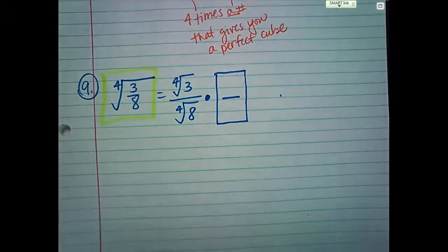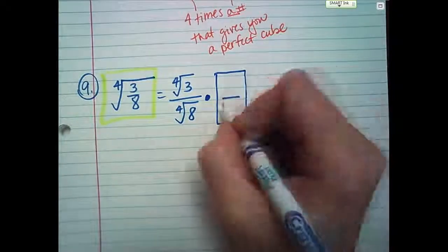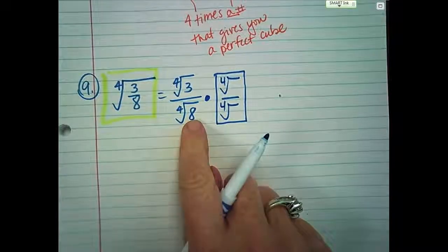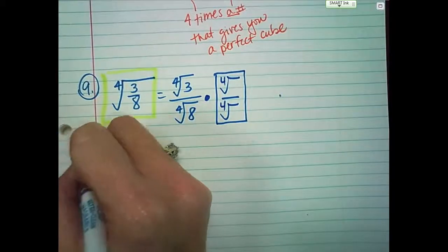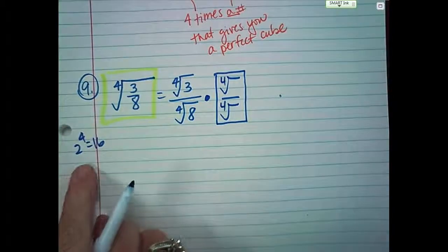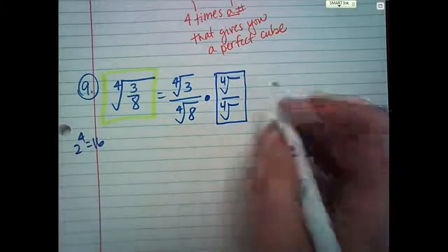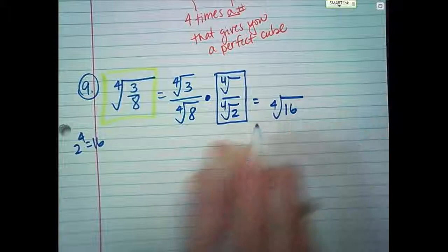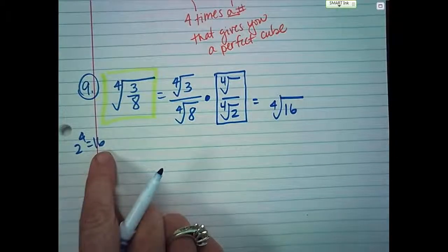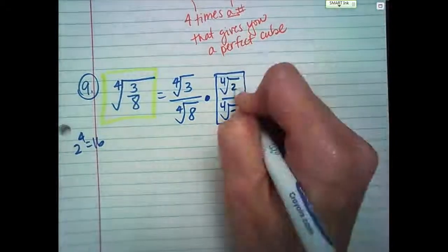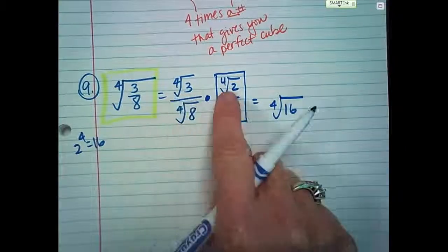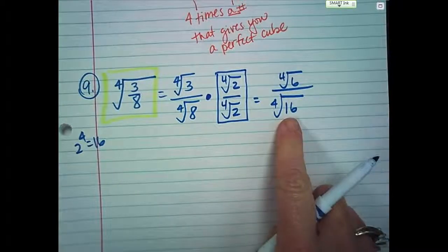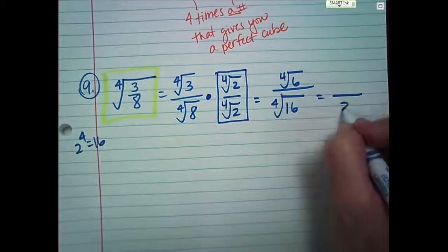What number am I trying to get up there? I know I'm going to multiply these. I'm trying to get 16, right? So the 4th root of 8, because I know that 2 to the 4th power is 16. So the 4th root of 8 times the 4th root of 2 gives me the 4th root of 16. And then I can find it. Whatever you do at the bottom, you have to do to the top. So the 4th root of 3 times the 4th root of 2 is the 4th root of 6. This can be simplified to give us 2. So 2.